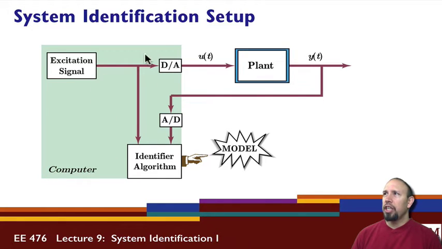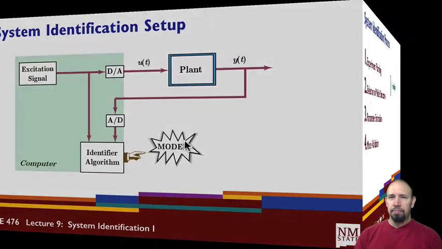We basically use the connection of the system exactly the way we're going to use it. So in this case, we apply some kind of signal to the input of our system. We compare the input and the output of our system and get a model. So that's the basic idea for this.